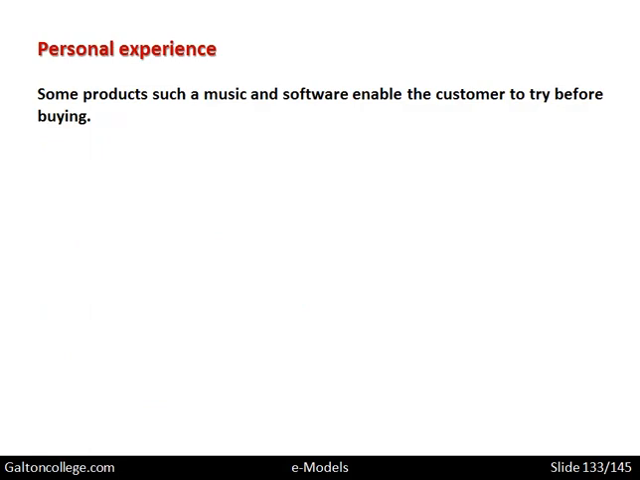Personal experience. Some products, such as music and software, enable the customer to try before buying. Some products are like that. Some you can have a sample. If you're thinking of buying an online CD, it may be possible perhaps to hear one track off the CD and then make a decision whether to purchase it or not.